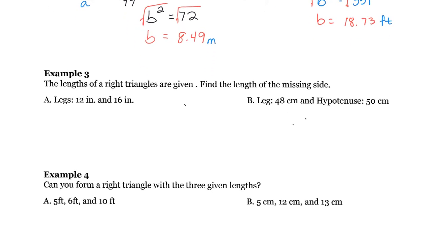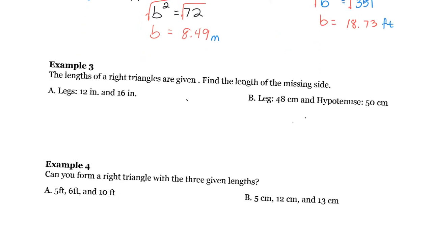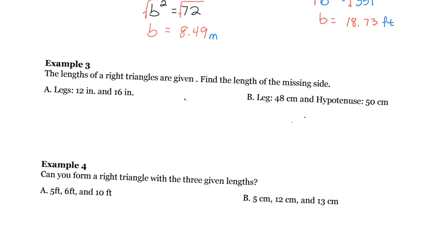All right, example 3 says the lengths of a right triangle are given. Find the length of the missing side. So, in this case in A, it tells us our legs are 12 and 16. So our legs, remember, are A and B. So we're missing our C, so we have to find C. So let's plug it into the formula. A squared plus B squared equals C squared. So we have 12 squared plus 16 squared. And we're trying to find C squared.